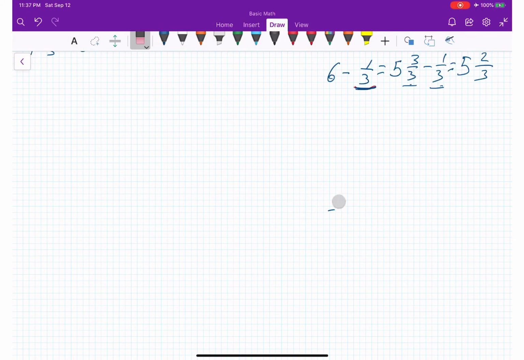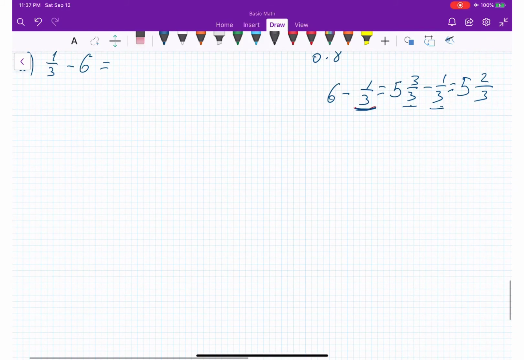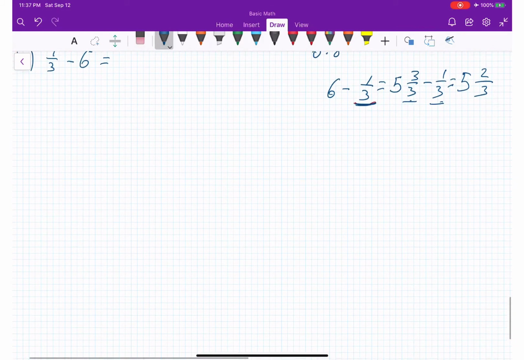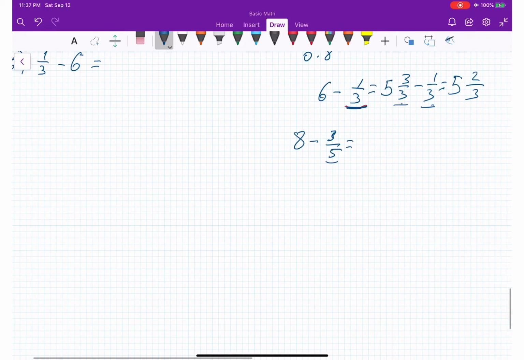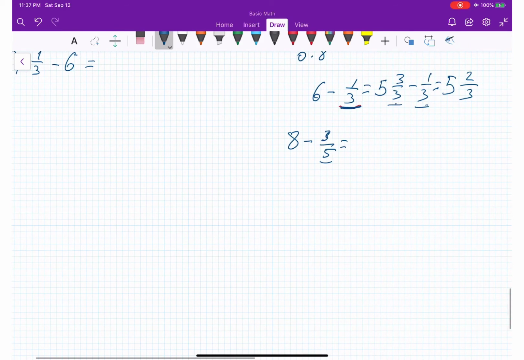Okay, let's say we want to do 8 minus 3 over 5. Denominator is 5, right? So I'm representing borrowing from 8, 1, which will leave 7, and that borrowed 1 represent as 5 over 5. Minus 3 over 5. It will be 7, and 5 minus 3 is 2 over 5.